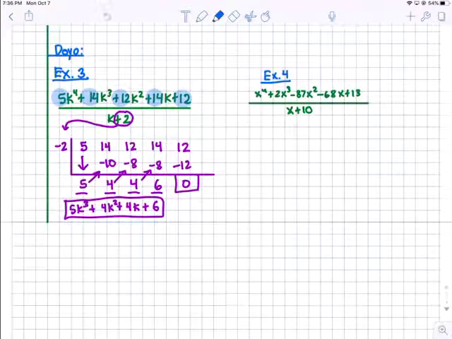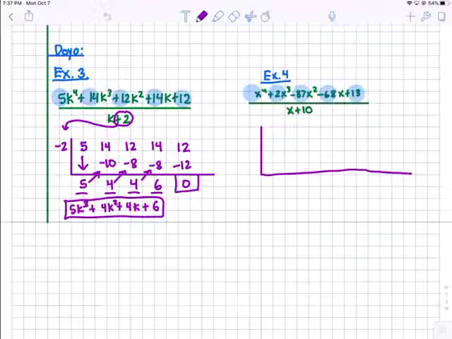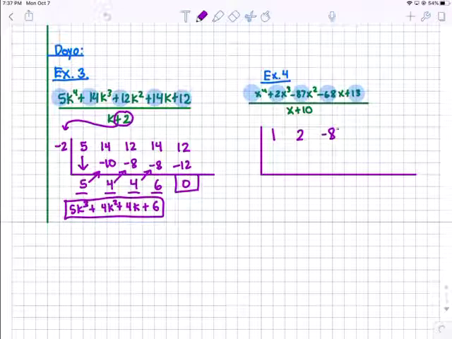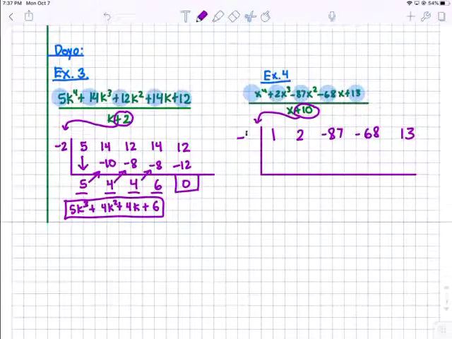Example 4. Okay, we're going to write all those coefficients for that polynomial. So 1, 2, 3, 4, 5. Let's set it up. Coefficients of 1, 2, negative 87, negative 68, and 13. I see my positive 10, so that means it's going to be the opposite. So it's going to be negative 10. So drop down the 1. Got 1. Now we got mama.